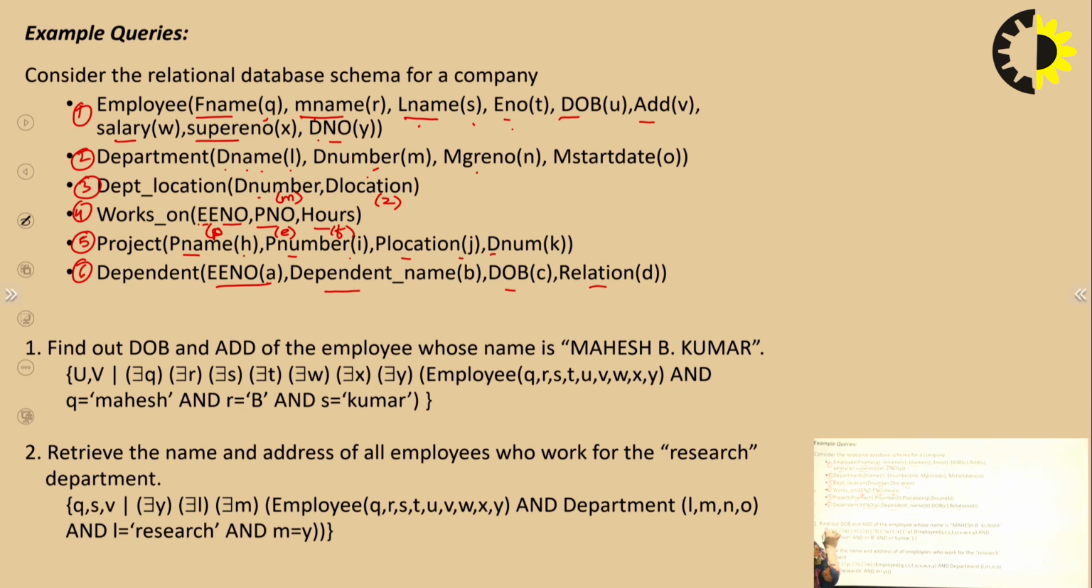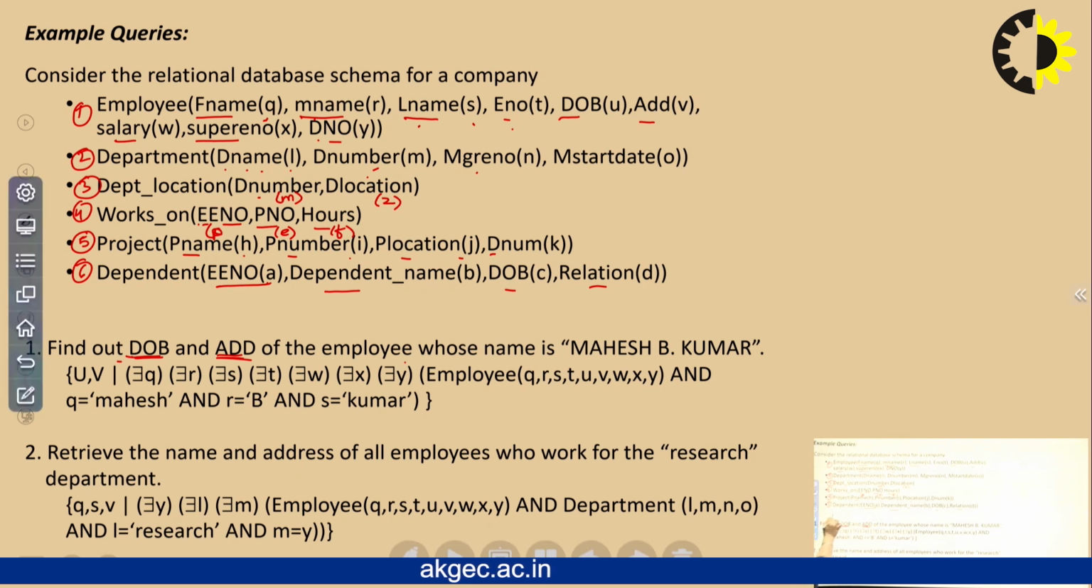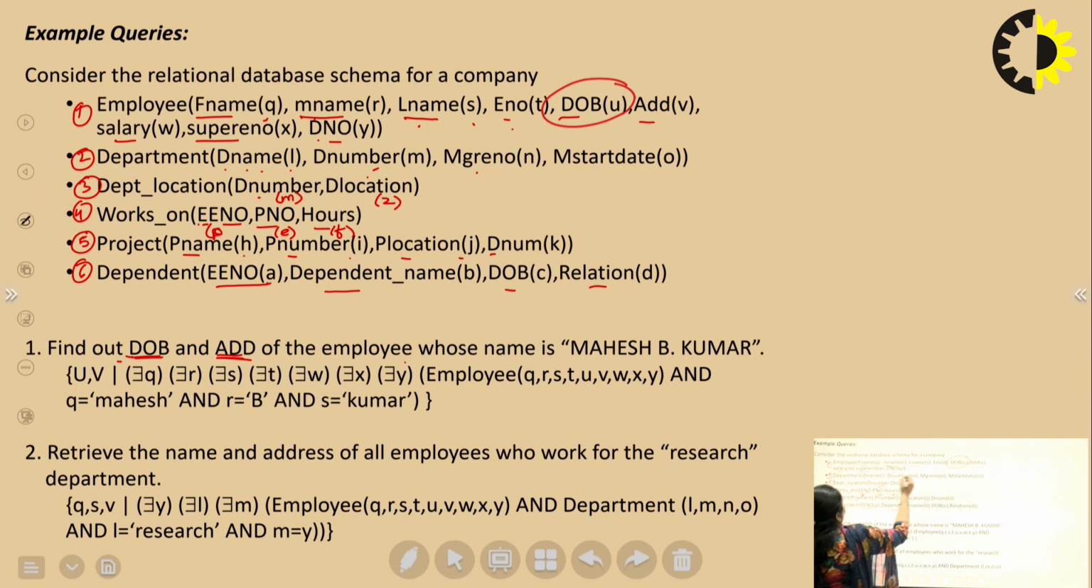The first question is: find out the date of birth and address of the employee whose name is Mahesh B. Kumar. So simply we have to find the date of birth and address of our employee. Now see, in which table do date of birth and address exist? Date of birth is in the employee table, and address is also here. So we have two attributes, and for them we have variable U here and variable V here.